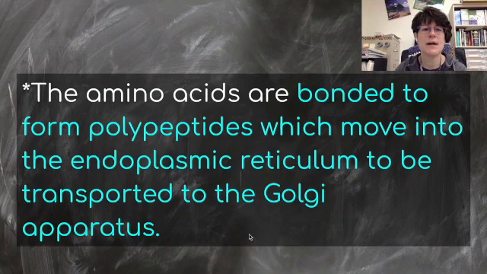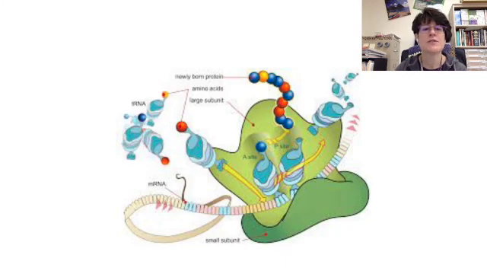So the amino acids are bonded to form polypeptides, which move into the endoplasmic reticulum to be transported to the Golgi apparatus. Remember, this is why ribosomes a lot of the time are on endoplasmic reticulum. That would be the rough endoplasmic reticulum because they are transporting proteins. And so here is that process again. So the mRNA attaching to the ribosome being read, transfer RNA coming in and matching up with those codons with its anticodon, attaching an amino acid to the polypeptide chain.